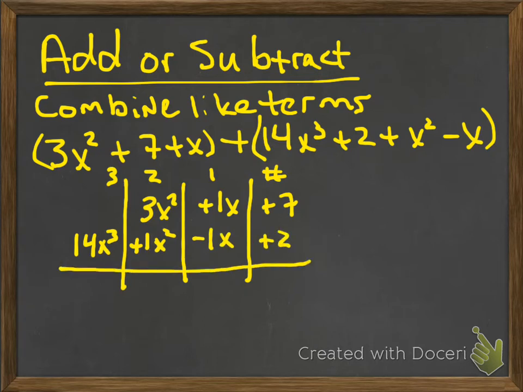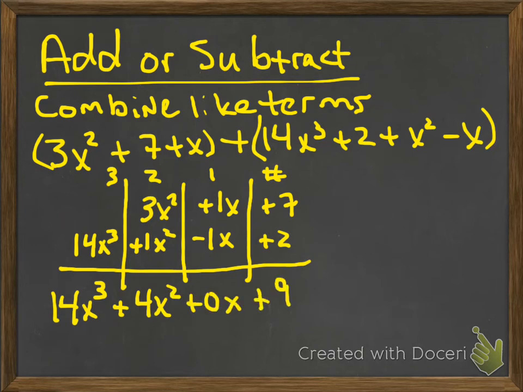And now I can combine. Straightforward, right there. So I have 14x cubed plus 4x squared. 1 minus 1 is 0x, plus 9. And no, since I have a 0x, you don't have to write that. You can write your final answer as just 14x cubed plus 4x squared plus 9.